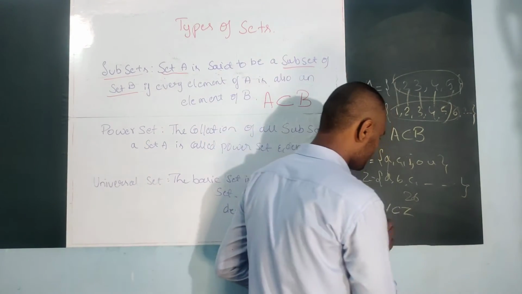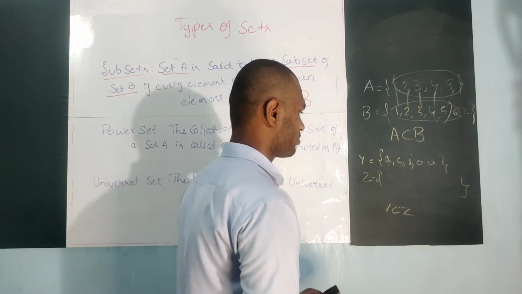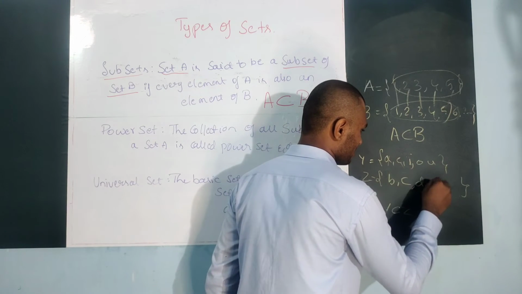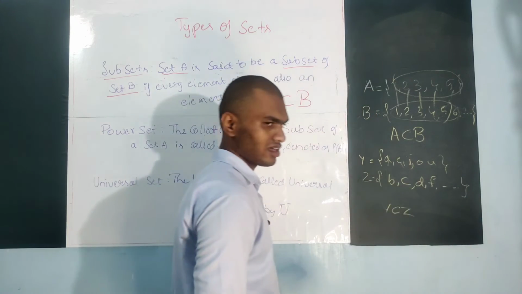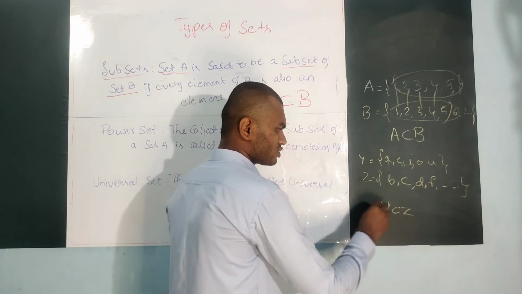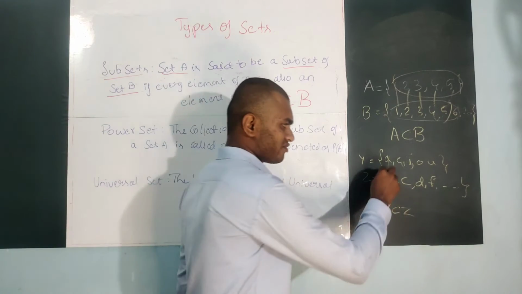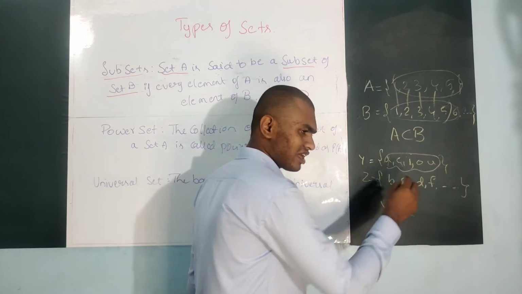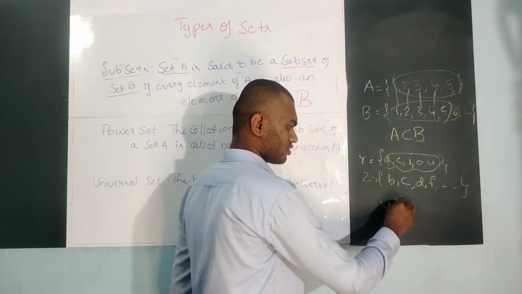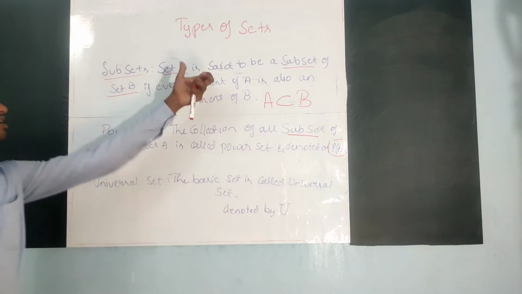If Z does not contain all the alphabet, suppose it contains only the consonants B, C, D, F, like these elements other than vowels, that means consonants, right? Now is Y a subset of Z? Any of the elements of Y is not in set Z. So Y is not a subset of Z. I think you have understood the concept of subsets.